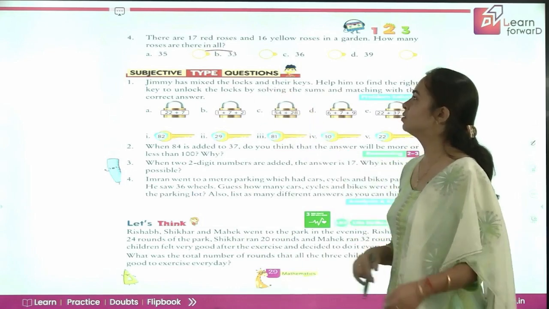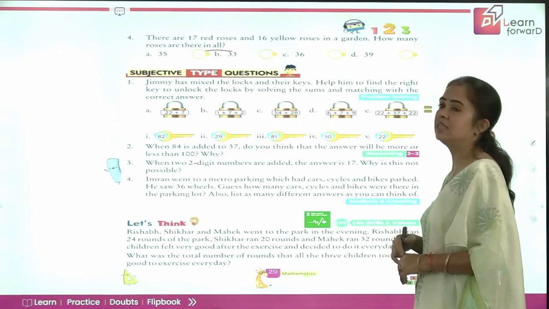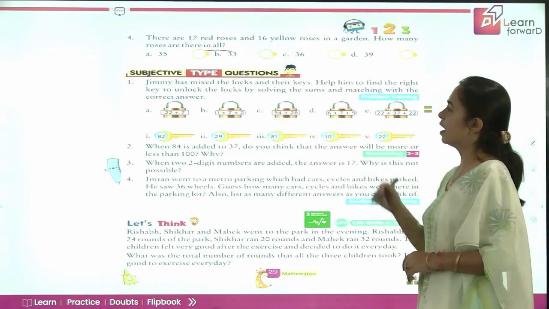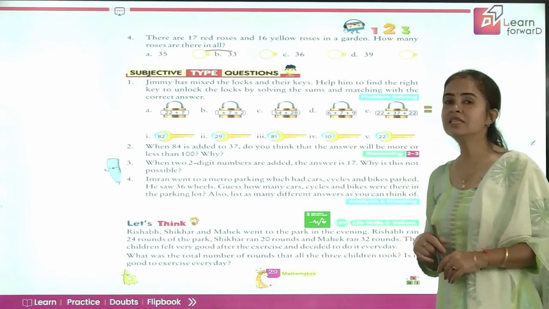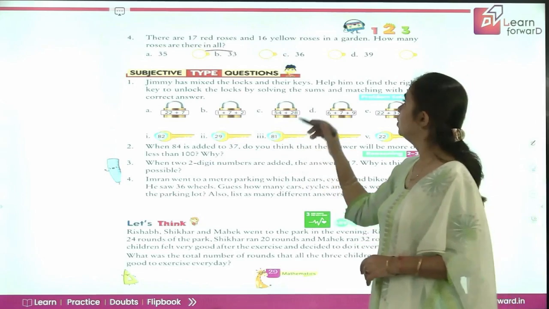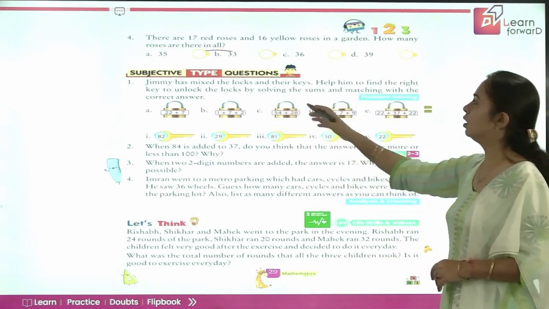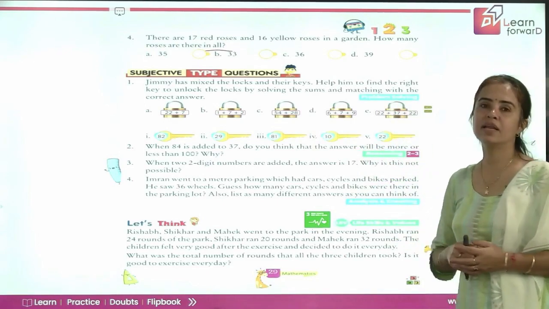Now we have some subjective type questions. Jimmy has mixed the locks and their keys. So what you see here, some numbers are being added and the key has some single number. That means what you have to do, help him to find the right key to unlock the locks by solving the sums and matching with the correct answer.